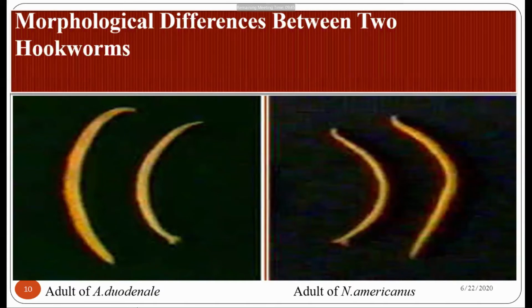It may be either Ancylostoma duodenale or Necator americanus. How can we identify between male and female worms of these hookworms? It may be either Ancylostoma or Necator americanus.